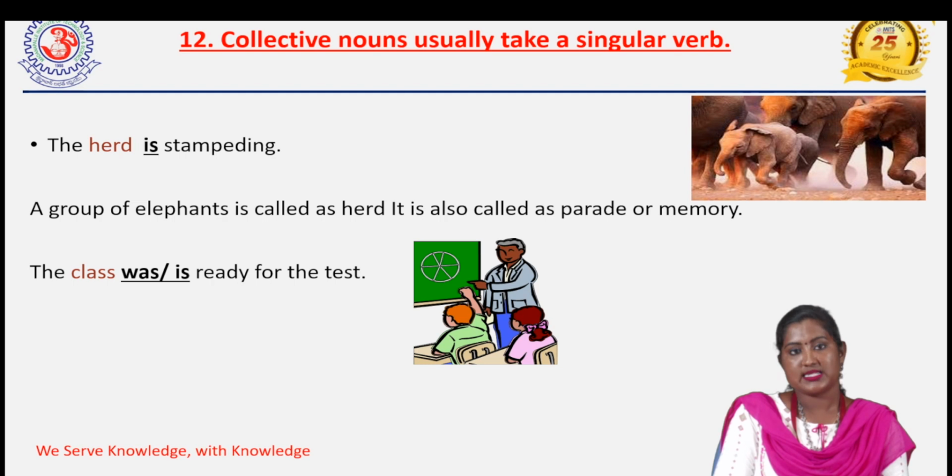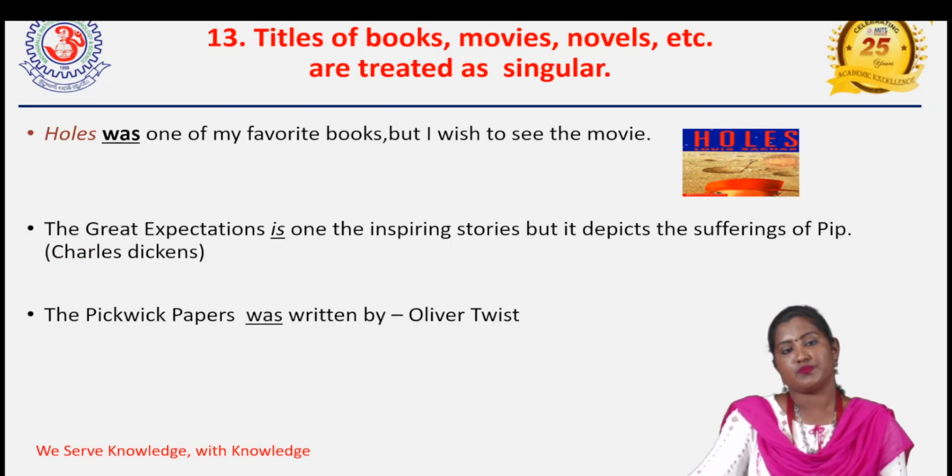We'll move to the next example and next concept of subject verb agreement, that is the 13th one. Titles of books or movies, novels, etc. are treated as singular. So we may have a doubt. If we take Oliver Twist's work, which is called the Pickwick Papers. The Pickwick Papers written by Oliver Twist.